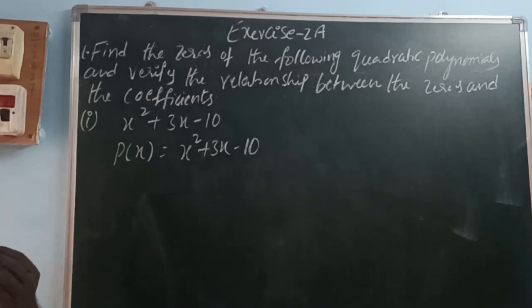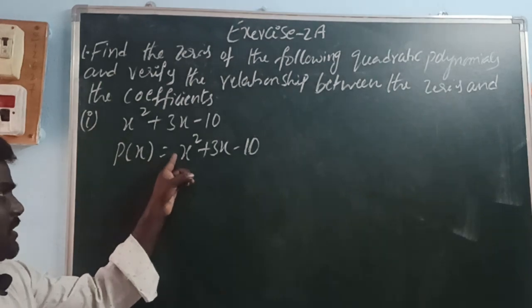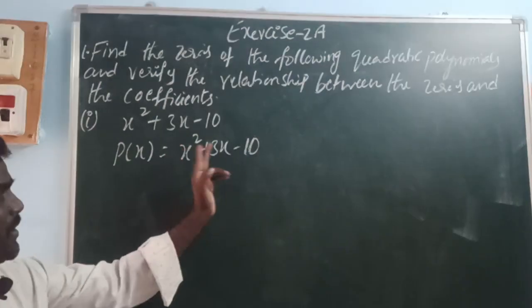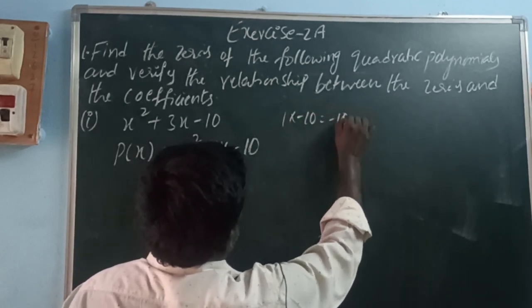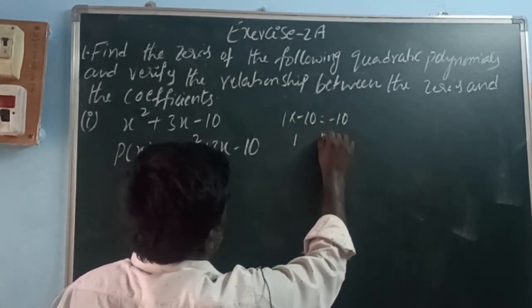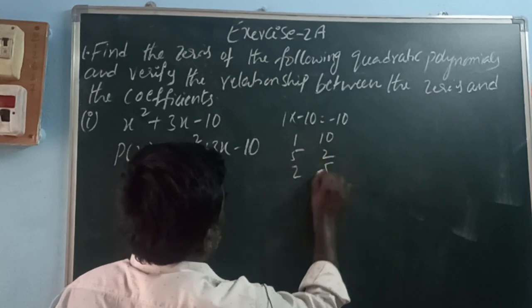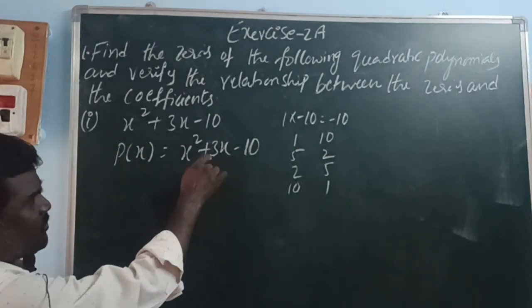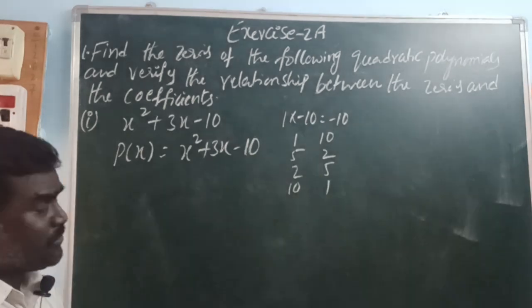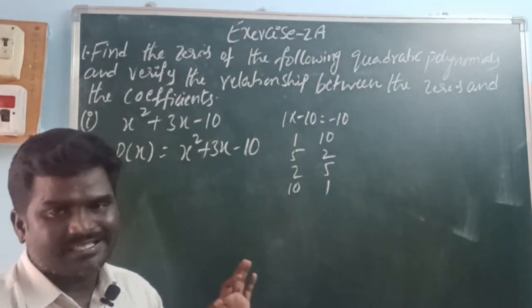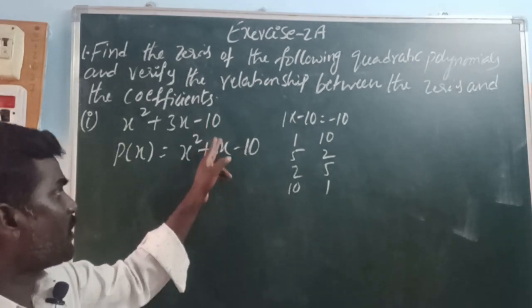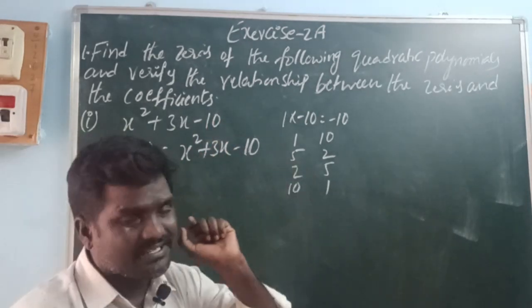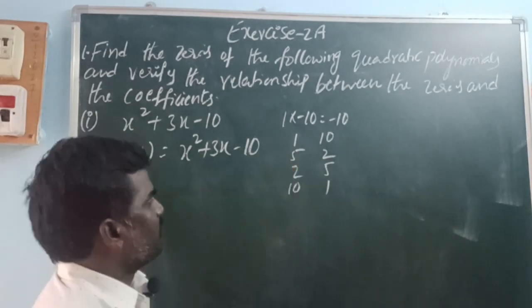For this quadratic polynomial you can find the factors by using factorization. How? Here the x square coefficient is 1, the constant is minus 10. 1 into minus 10 is equal to minus 10. What are the factors? 1 and 10, 5 and 2, 2 and 5, 10 and 1. Here the x coefficient is 3. When you take any two factors, their sum or difference becomes the x coefficient. Here the x coefficient is plus 3. Which factors do we take to get plus 3?